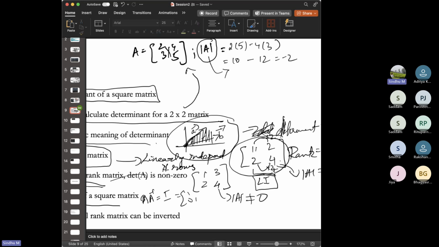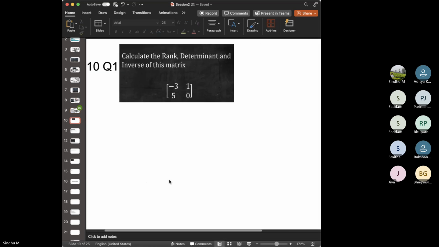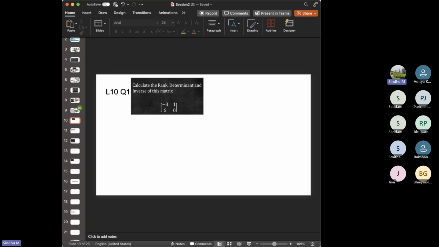And so to get an inverse, there should not be any linearly dependent rows. It should be a full rank matrix. So now let's discuss the solution to this. You can take a couple of minutes to solve it, and then we can discuss the solution.